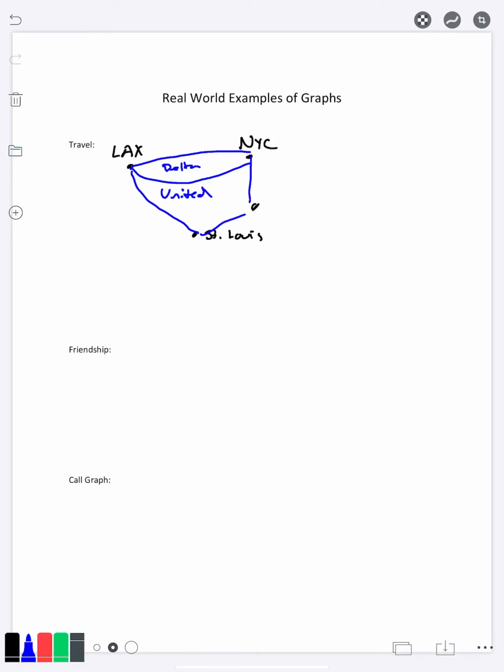So the people that run the airlines, they ask themselves these questions. They look at these types of graphs and they try to see, how do I want to connect these different cities? So that's one way of looking at things here.